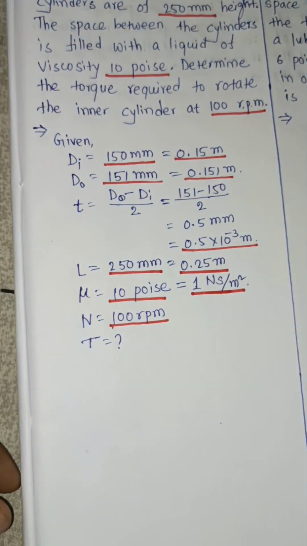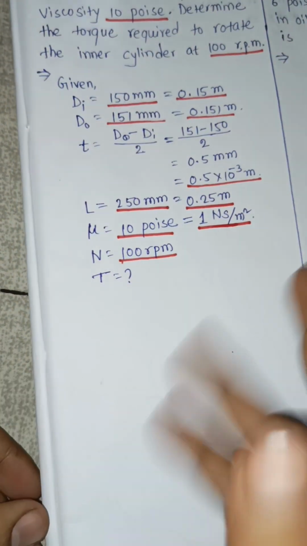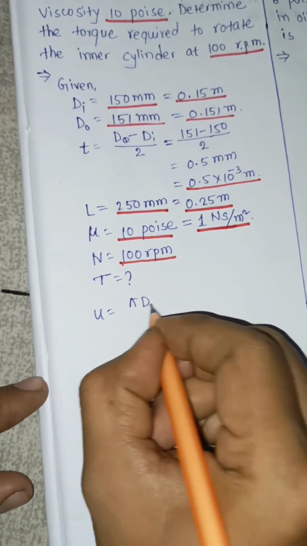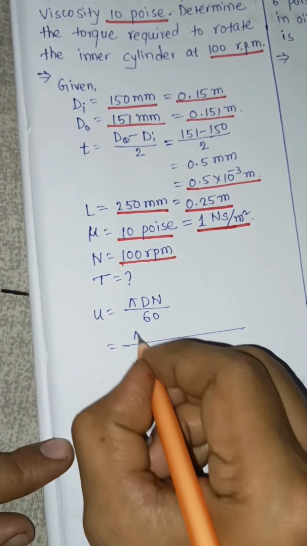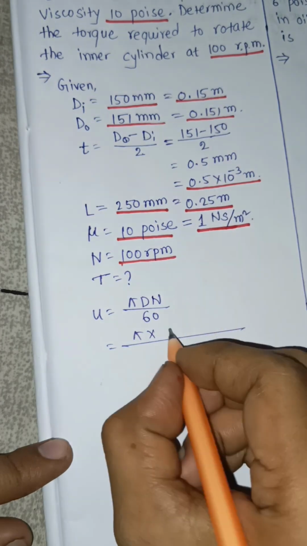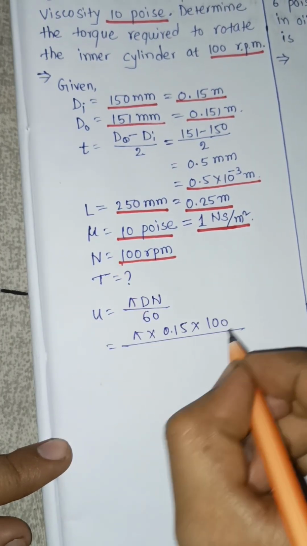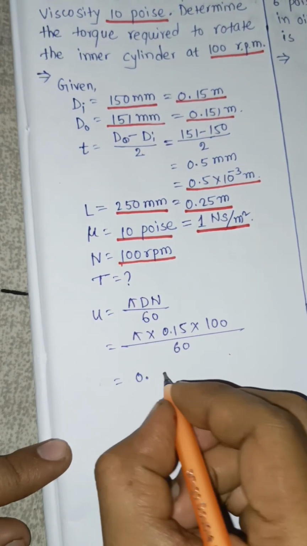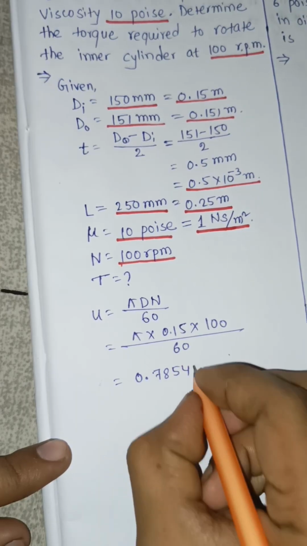You have to find out the value of torque. So how to calculate that? First you have to find out the value of U. So U is equal to pi dn by 60. So pi, what is the value of d? That is equal to 0.15. What is the value of n? That is 100 by 60. So if you calculate this value, it will be 0.7854 meter per second.